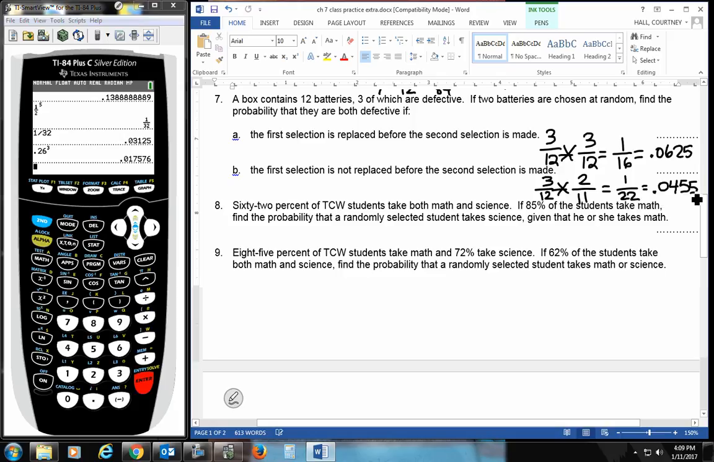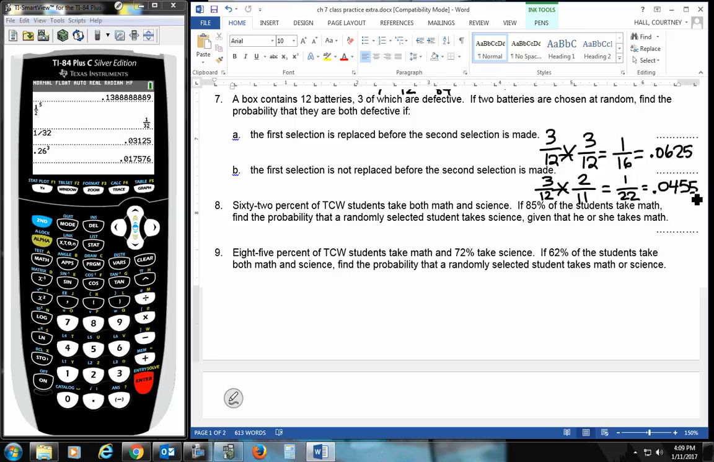So about 4.5% of the time. Okay. Number 8, 62% of TCW students take both math and science. If 85% of the students take math, find the probability that a randomly selected student takes science given that he or she takes math. So we are given that they take math.